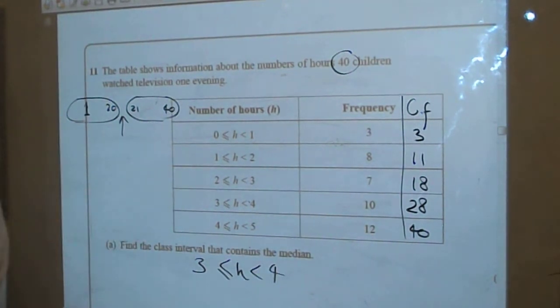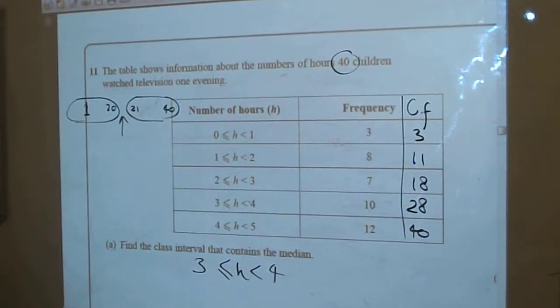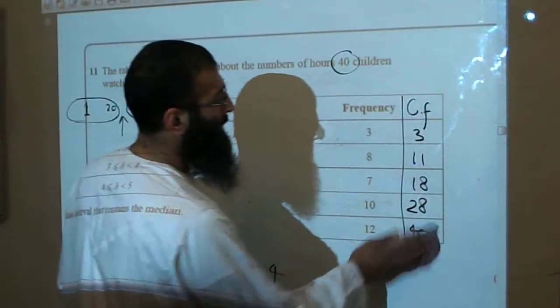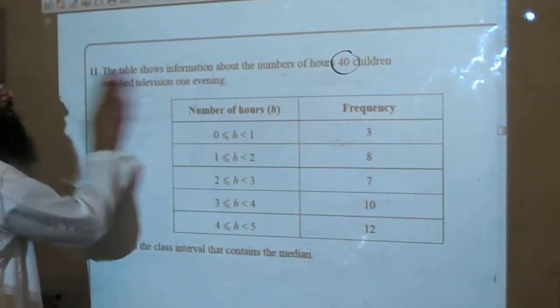Now, how do we work out the mean of a group frequency table? Any ideas, folks? To work out the mean of a group frequency table, we don't need to use that anymore. That's the previous question. We want to work out the mean.